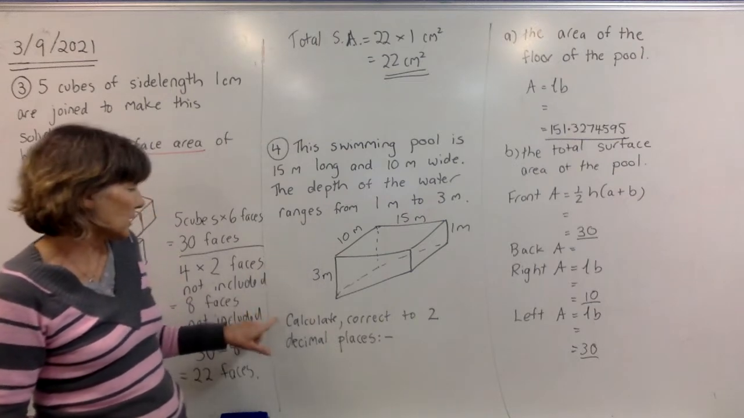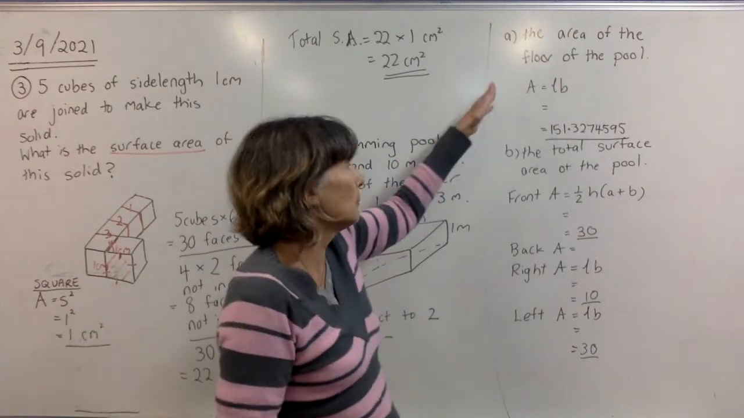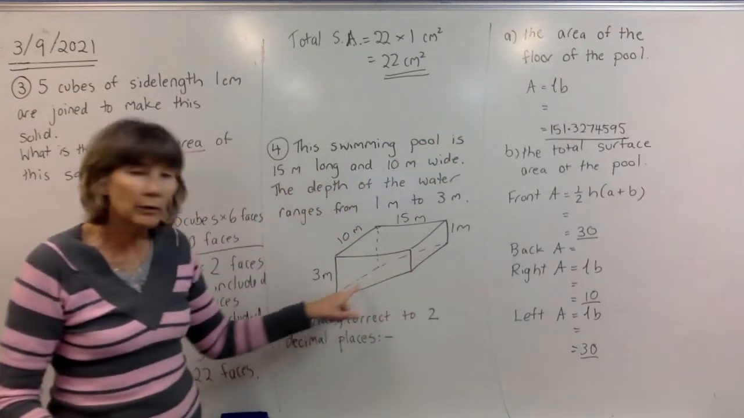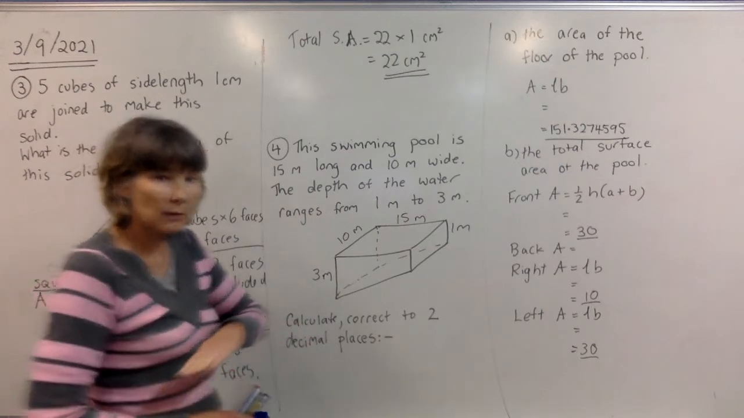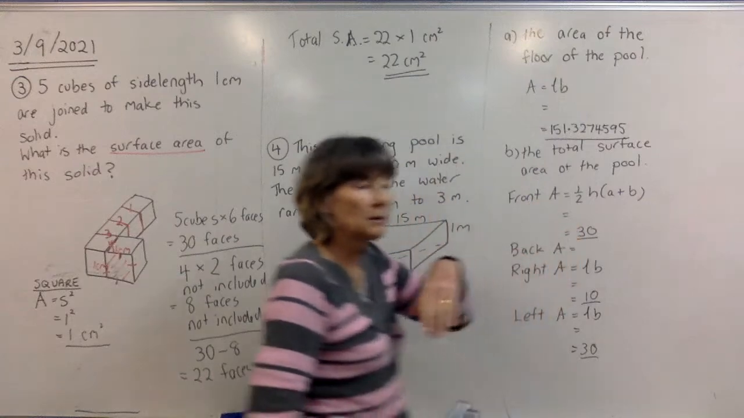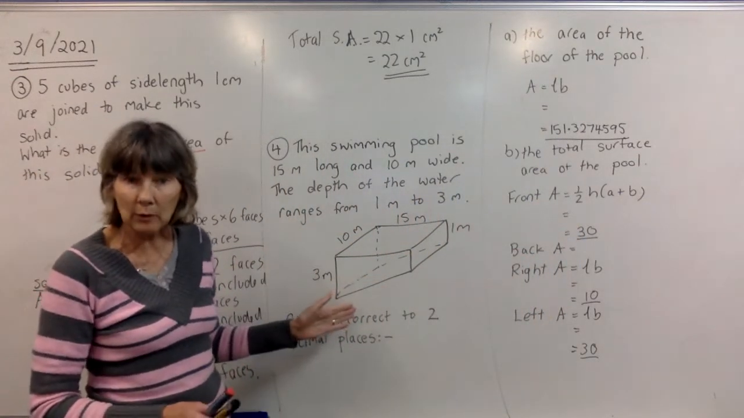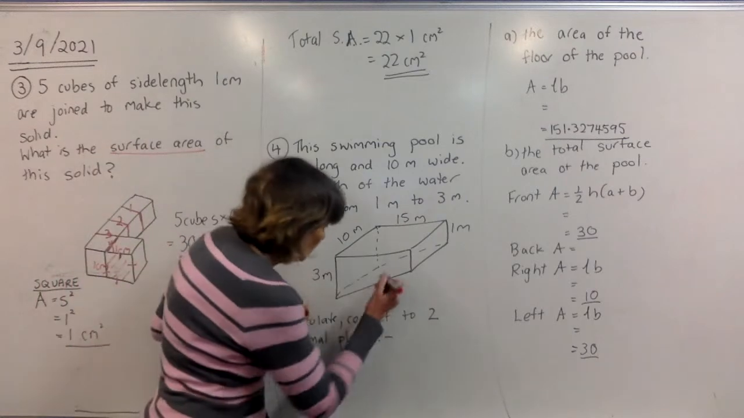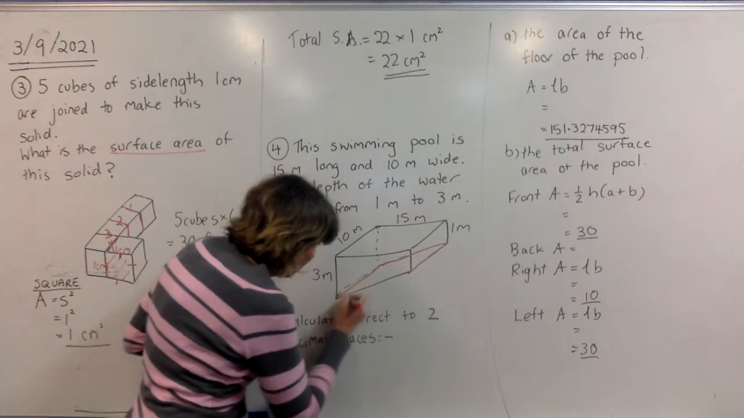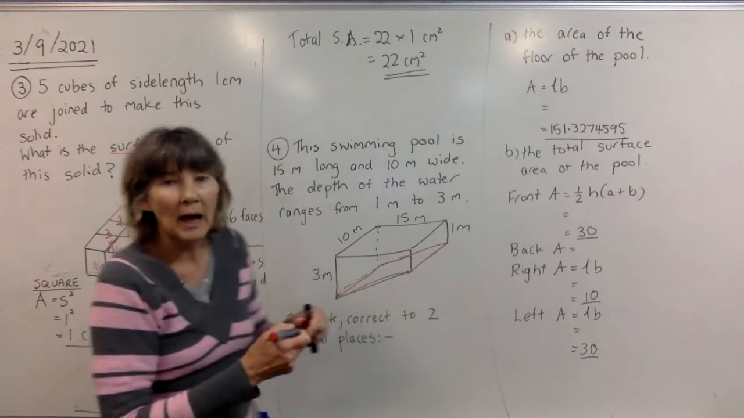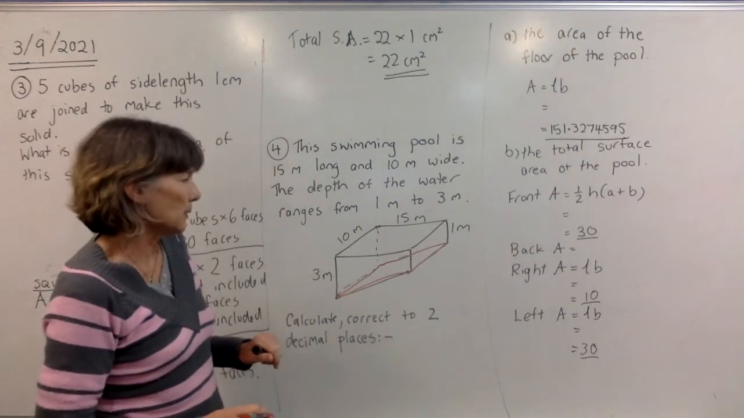Okay, so the first thing they're asking us to calculate is the area of the floor of the pool. The floor of the pool is that part where you start off and you start walking and it gets deeper and deeper till you can't stand up anymore. So that's the floor of the pool. Now it's a rectangle, okay? I'll just put a big red mark around it. So we're going to find A equals LB for the area of that rectangle down the bottom there.